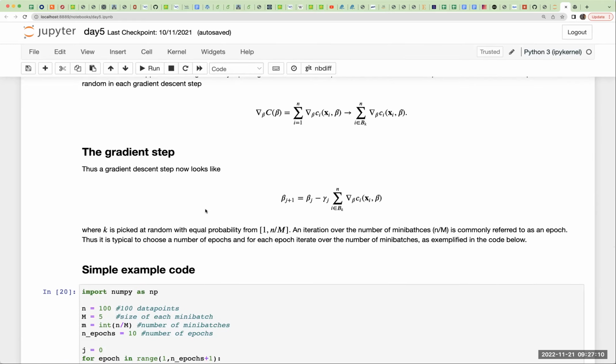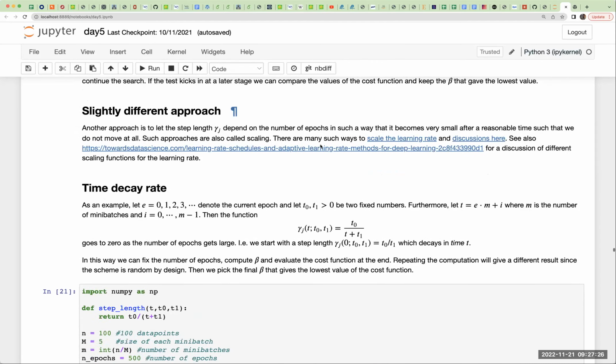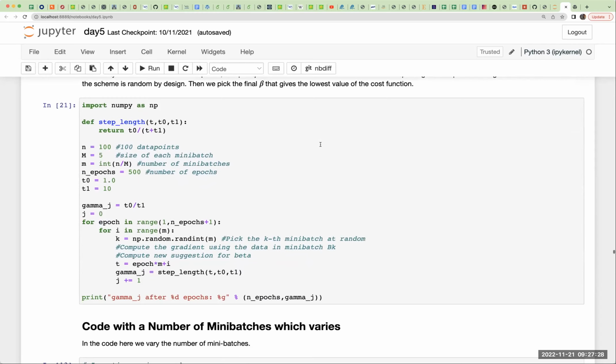So the approach then is actually to replace the sum over all the points by a calculation over these mini batches. And then you simply collect the gradients as a function of these mini batches. So let's take a look at a simple code down here, which does it for us.